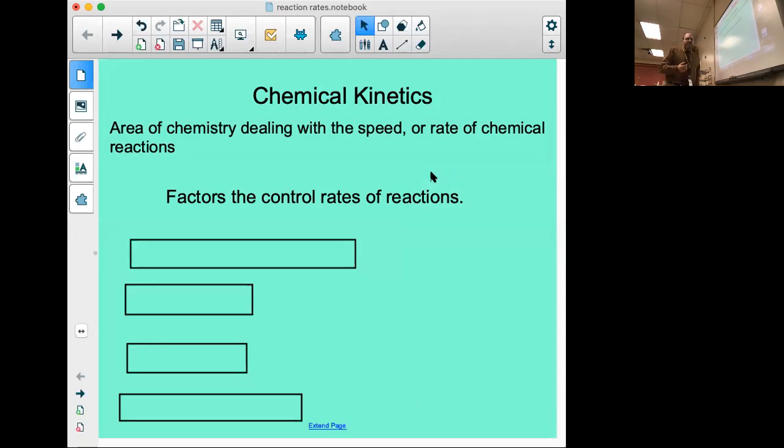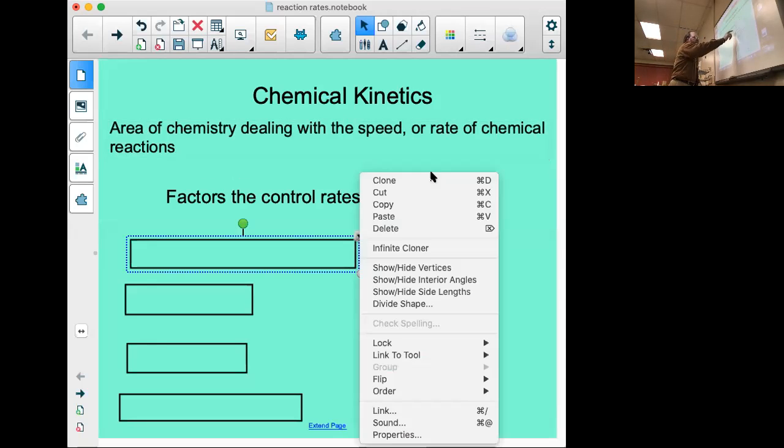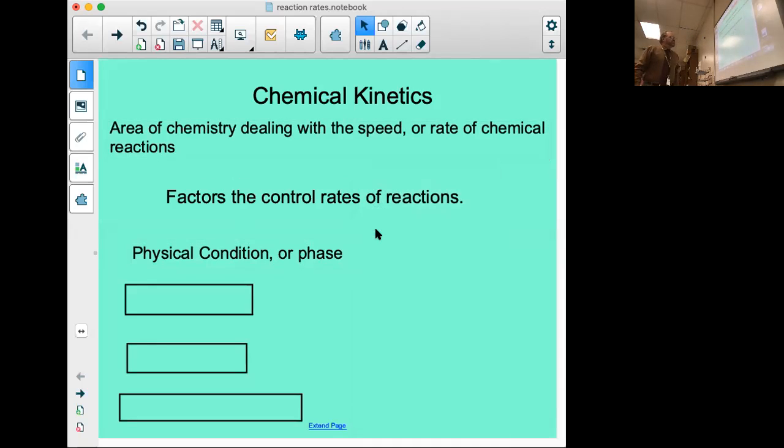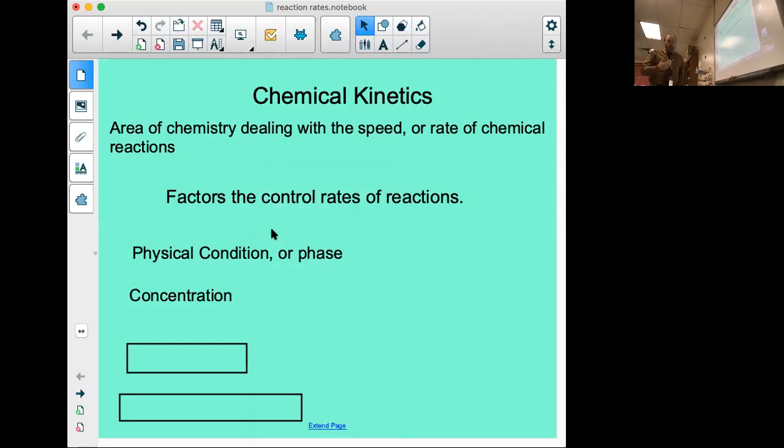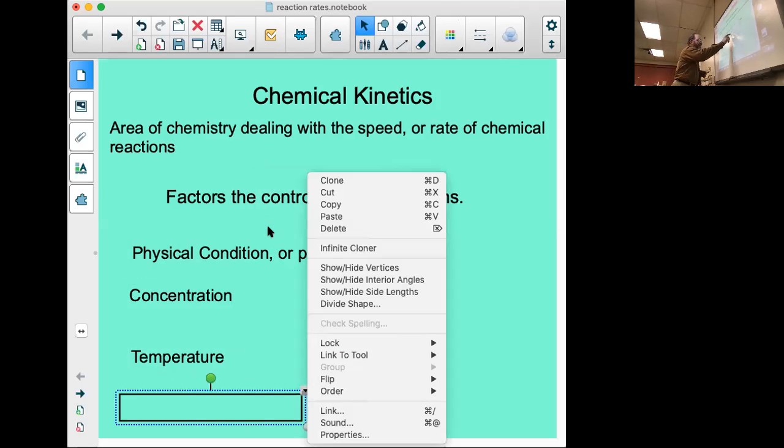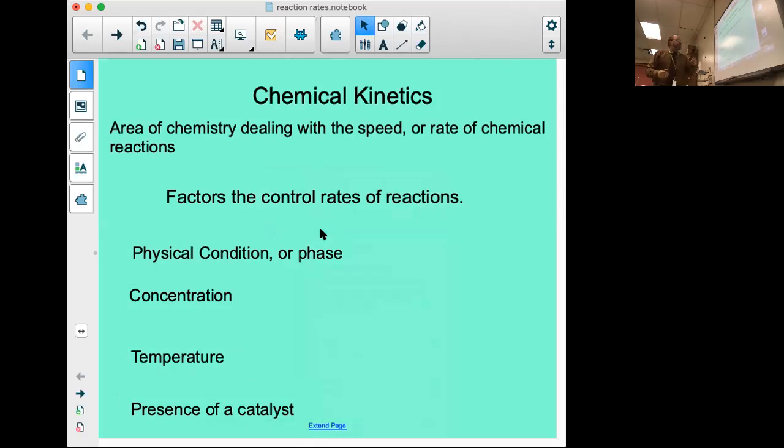They all deal with the amount of collisions that take place, which increases how quickly the reaction generates. So the first is physical condition or phase. The smaller the particles involved, the more rapidly they react. Second one is concentration. The more that's there, the more ability it has to react. Third factor is temperature. The higher the temperature for most phases, but not all phases, the quicker the reaction will react. And finally, presence of catalysts. We'll talk about that later in more depth.